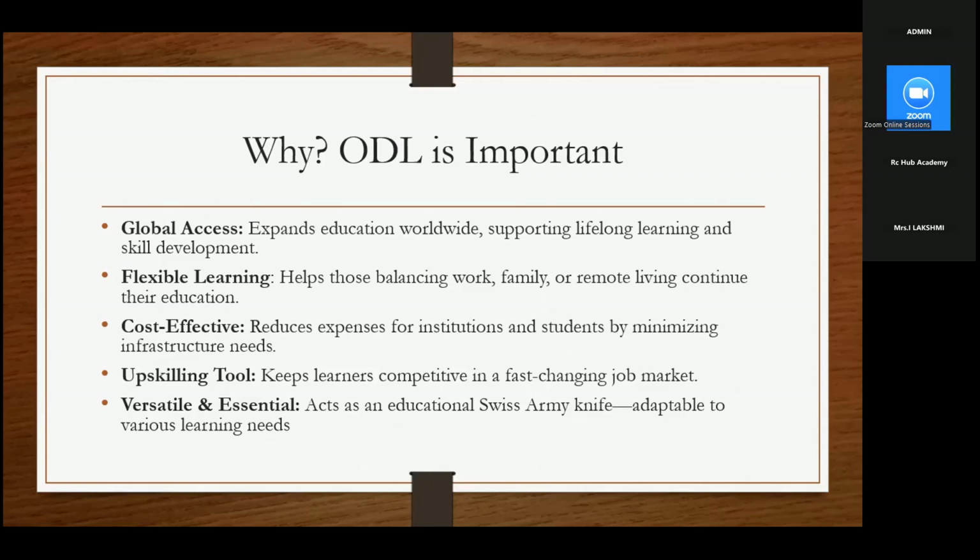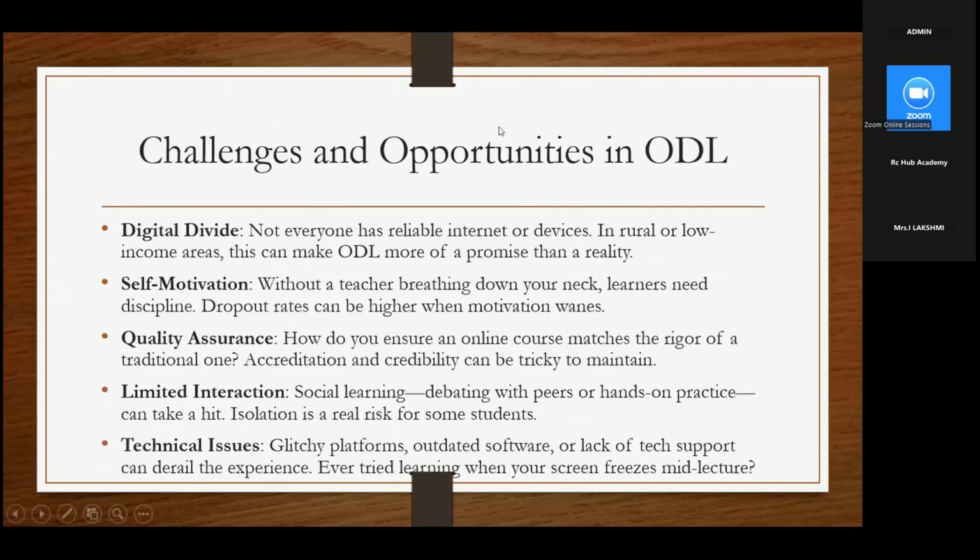And next we come to support, versatile and essential. How versatile it must be is needed here. Versatile and essential is needed here. So this is about ODL, open and distance learning. This is the concept of ODL. Next, we come here.